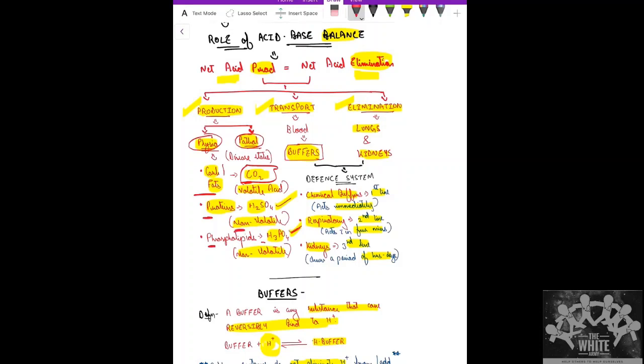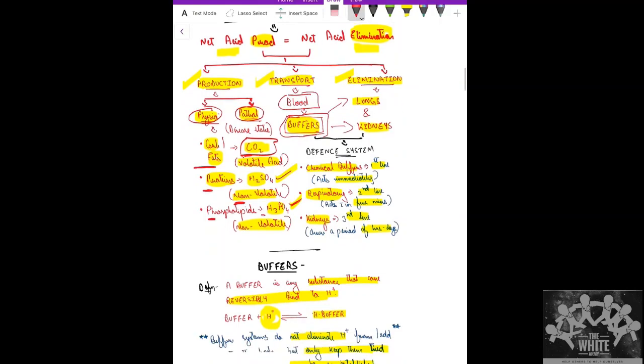CO2 can easily escape out in gaseous form. That's why it is called volatile. Then it is transported in the blood. What is its role in the blood? Once these acids get added to the blood, there shouldn't be a change in the pH. That is where the buffer system comes into play. Then these buffers deliver the acids to the lungs and kidneys for them to get eliminated.